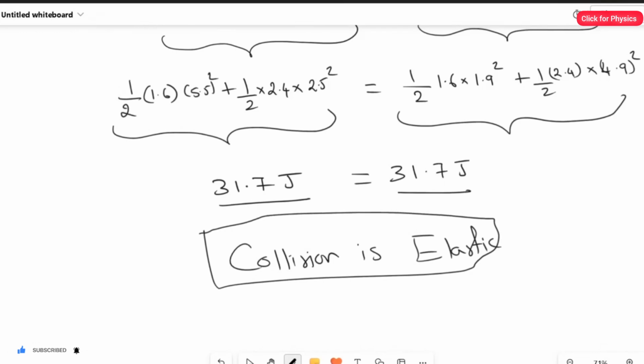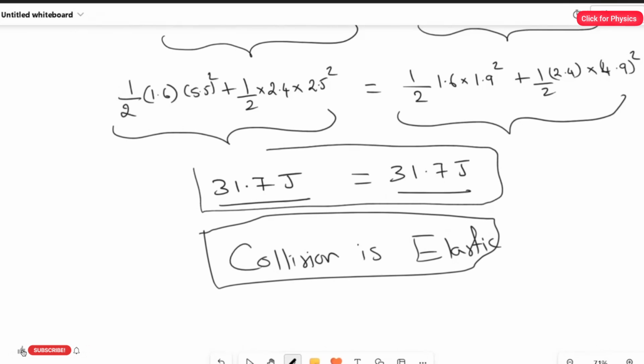How did we give the answer? Based on the answer we got after we substituted the values in the formula for kinetic energy, we got the same answer initial and final. So that's the reason we say the collision is elastic here.